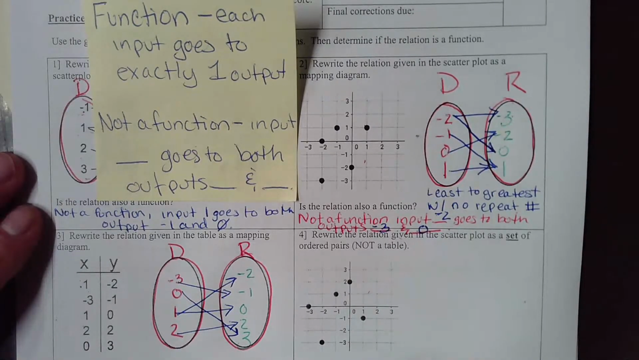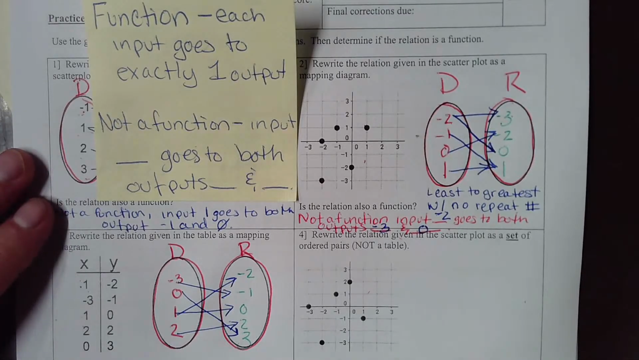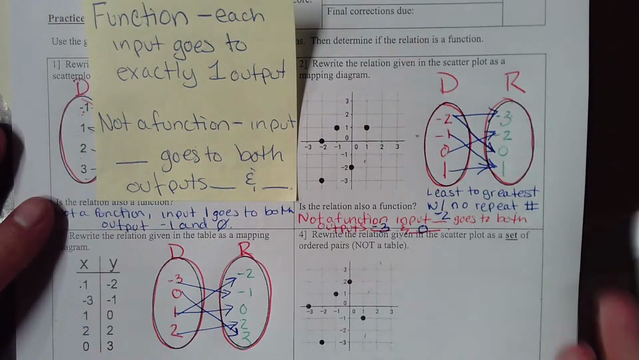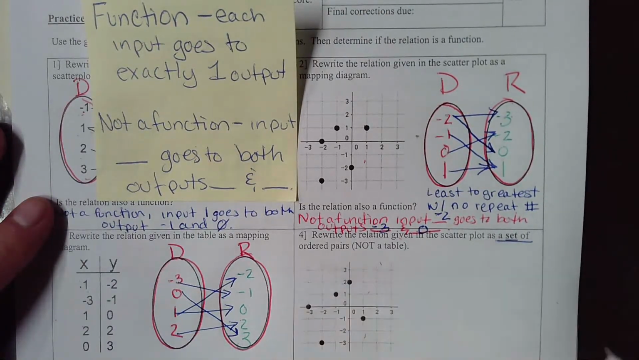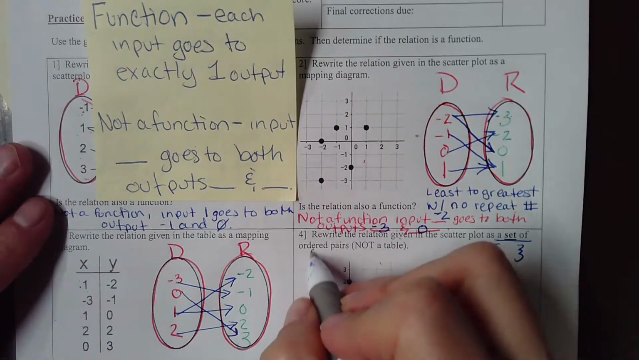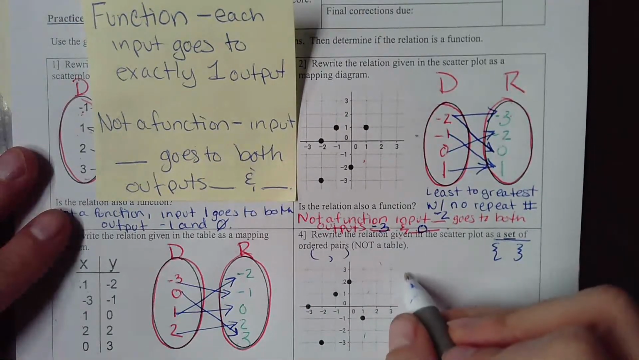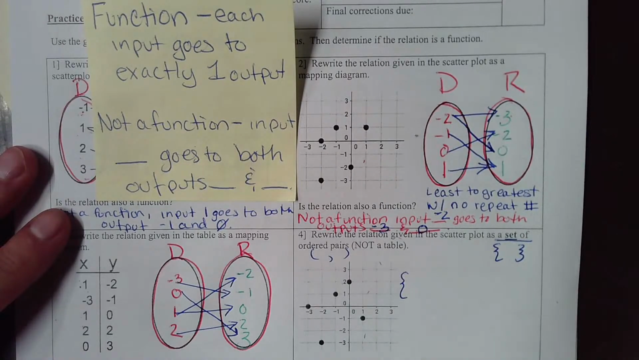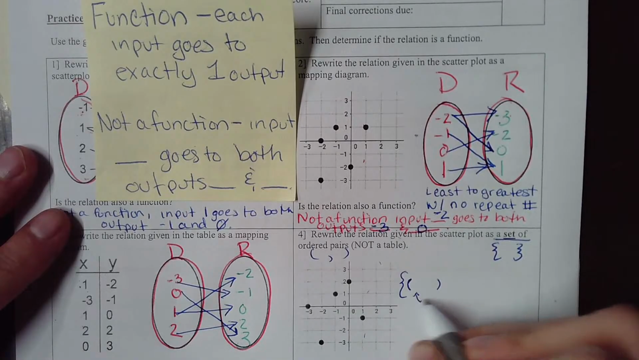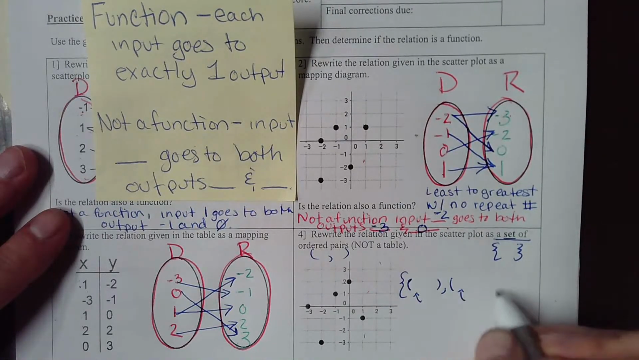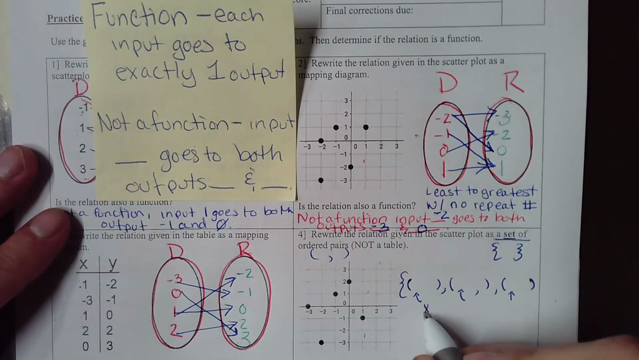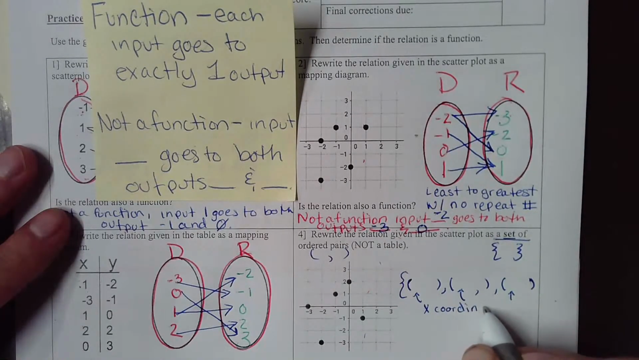-2 and 0. Number 4 is a little bit different. We need to read it carefully. It says, given the scatter plot, meaning not connected points, I need a set of ordered pairs. Set means I have these squiggly brackets. Ordered pairs means I have coordinates. When I do a set of ordered pairs, I need to make sure that I organize the input, that's our x coordinate, from least to greatest.